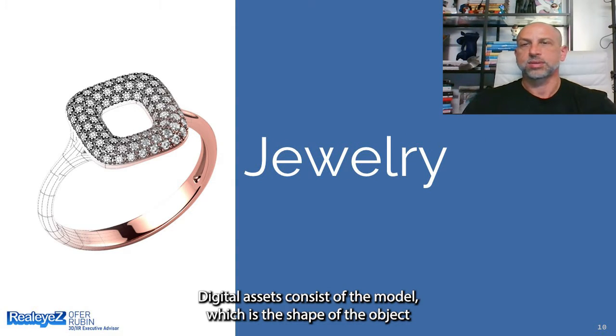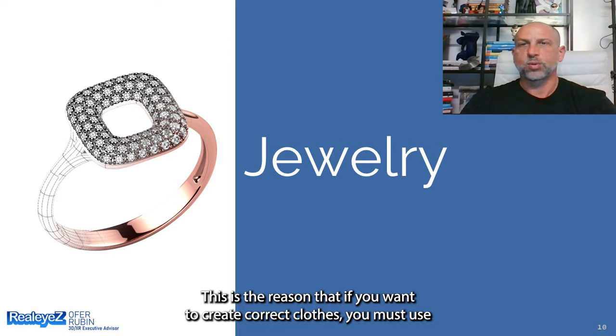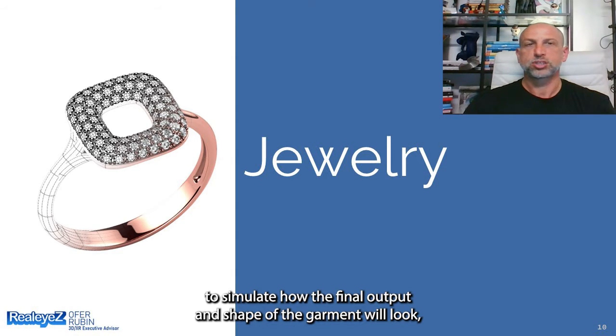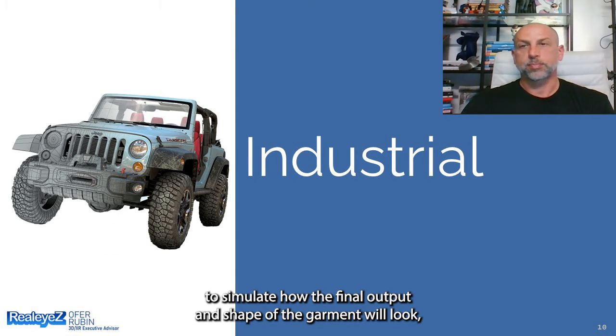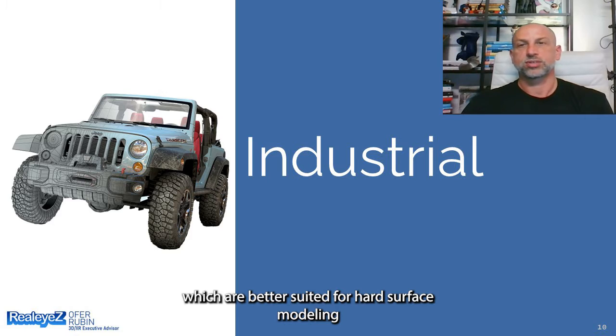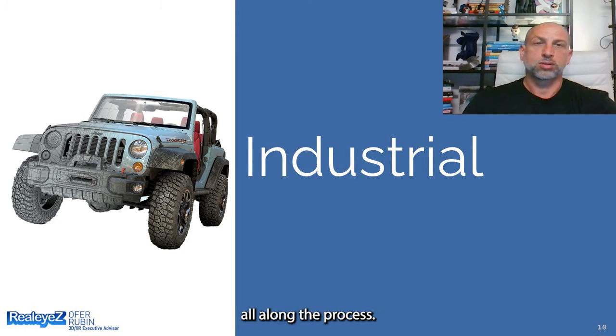Digital assets consist of the model, which is the shape of the object, and the material and texture of it. This is the reason that if you want to create correct clothes, you must use specific tools such as vStitcher or Marvelous, which use physics to simulate how the final output and shape of the garment will look, as opposed to tools such as Maya, Blender, and 3D Max, for example, which are better suited for hard surface modeling and working on the final shape all along the process.